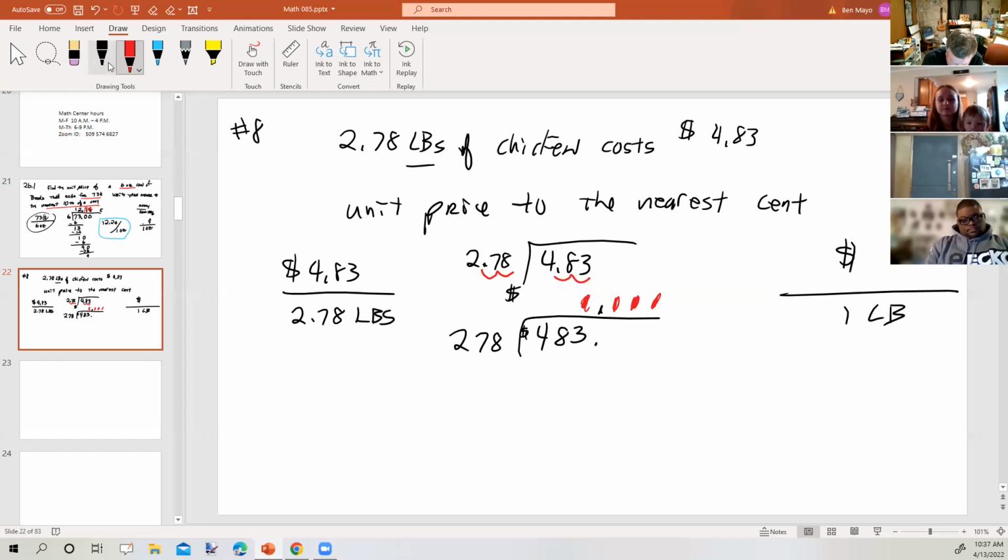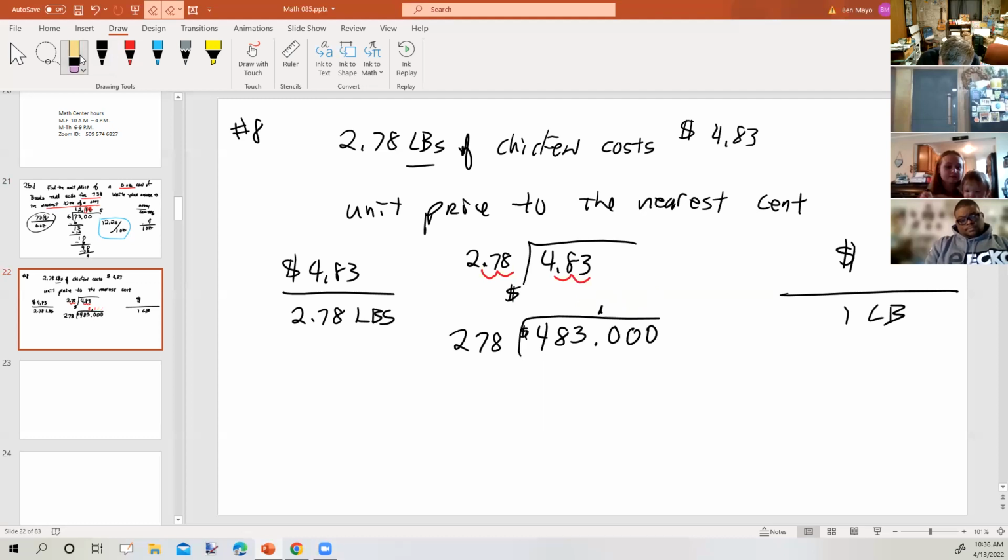So why am I going to all this trouble? Well, I'm going to need to go out that far. So I'm going to put those zeros there to remind me how far I need to go. Okay, you still with me? All right, we'll find out.